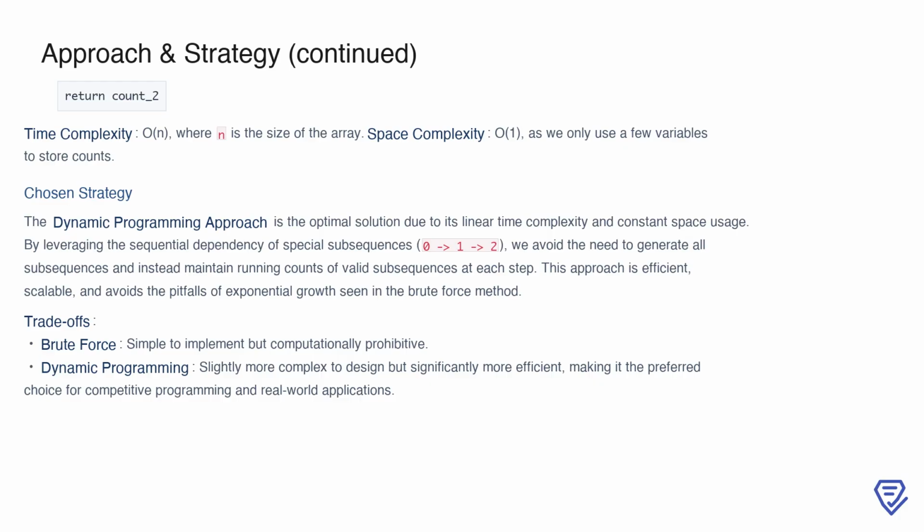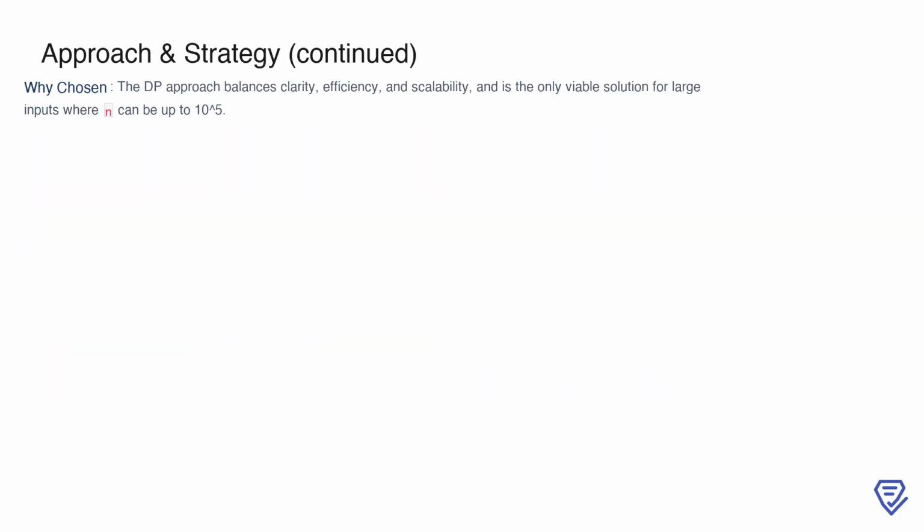By leveraging the sequential dependency of special subsequences, where 0 must appear before 1, and 1 before 2, we avoid the need to generate all subsequences. This efficiency is crucial for handling scenarios with large input sizes. The dynamic programming approach was chosen because it strikes the perfect balance between clarity, efficiency, and scalability. It transforms what would have been an exponentially complex problem into one that runs in linear time with constant space.